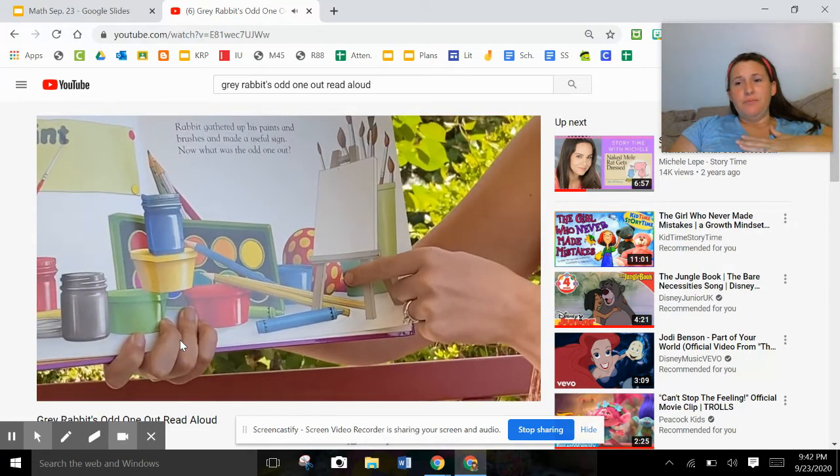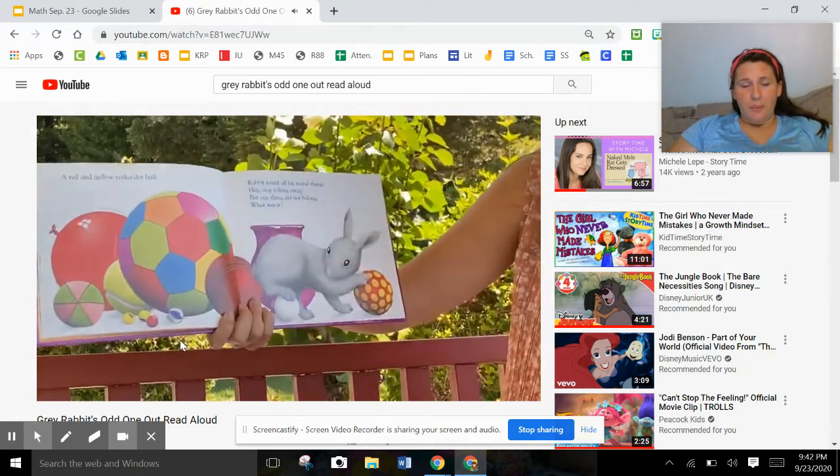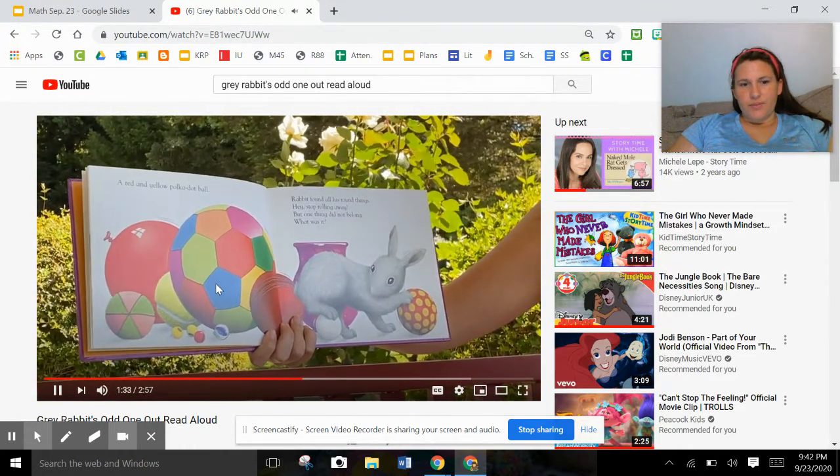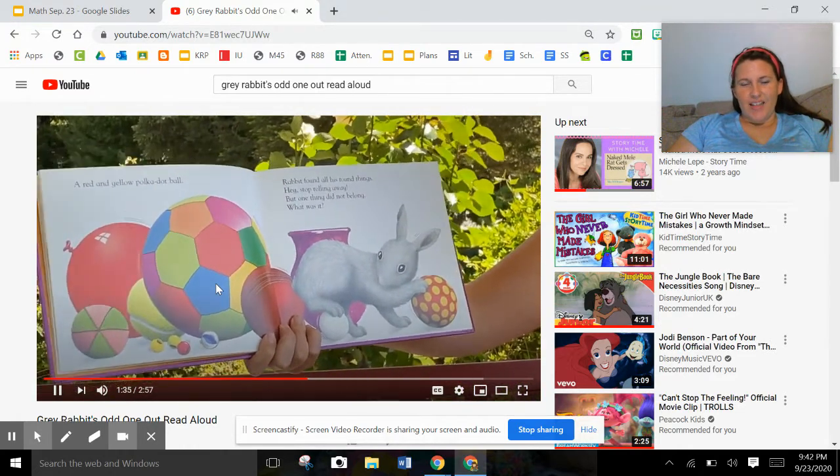Bless me. There it is. Sorry, guys. Rabbit found all his round things. Hey, stop rolling away. But one thing did not belong.